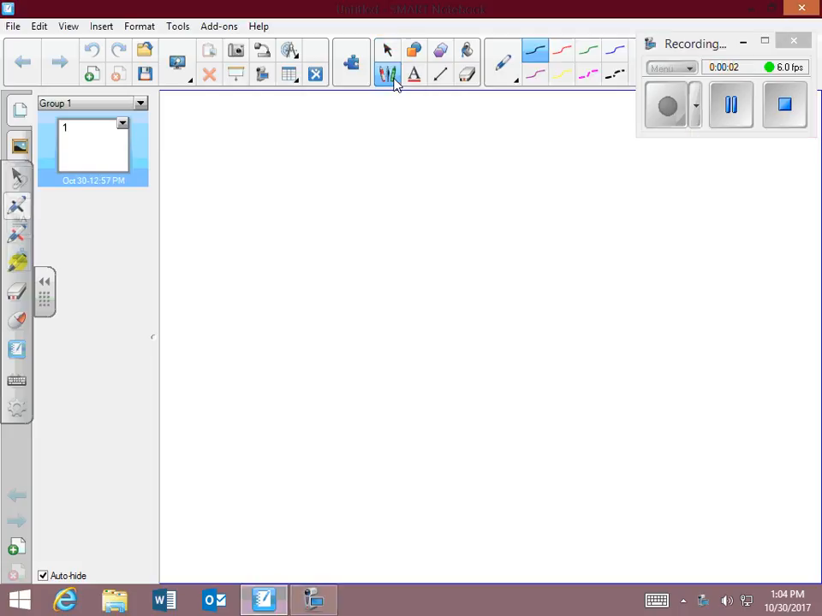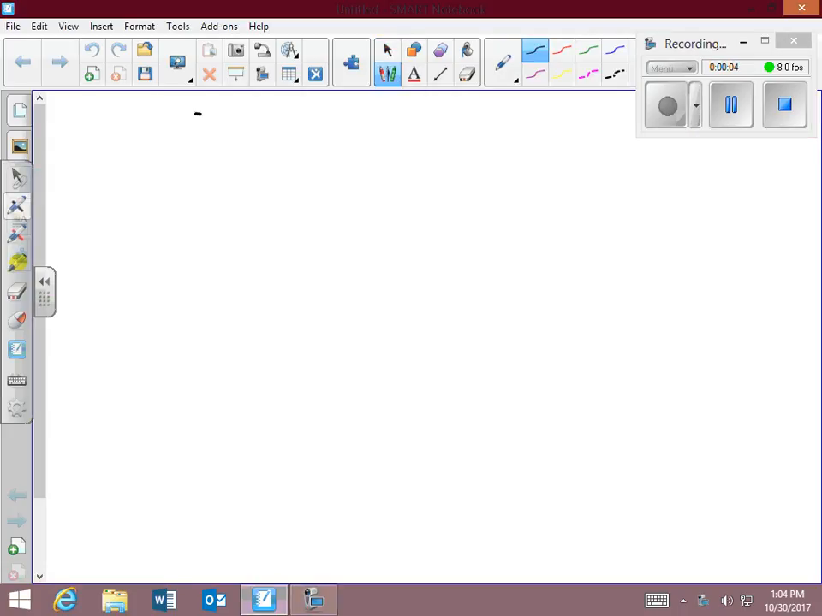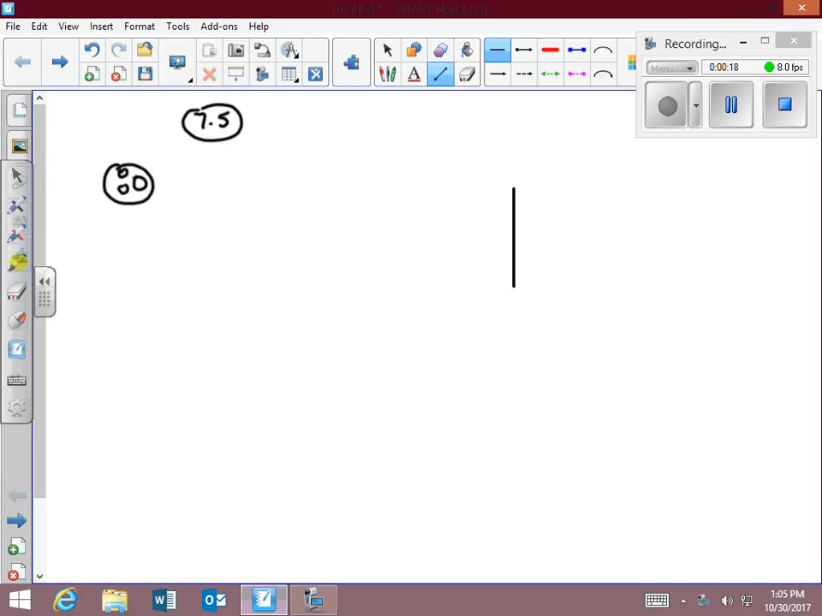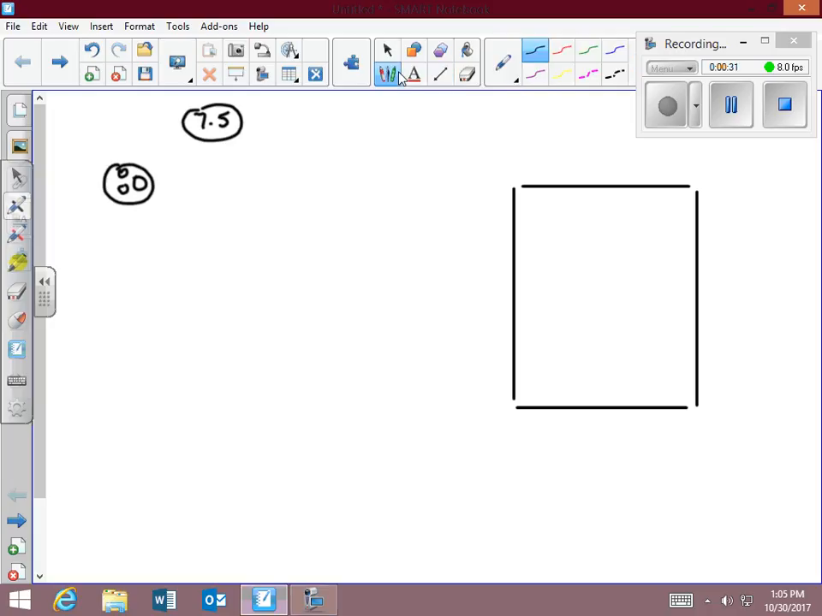Redo problem 80. So this is 7.5, problem 80. And it's talking about this page, and it has writing on it, and then the writing has a border.